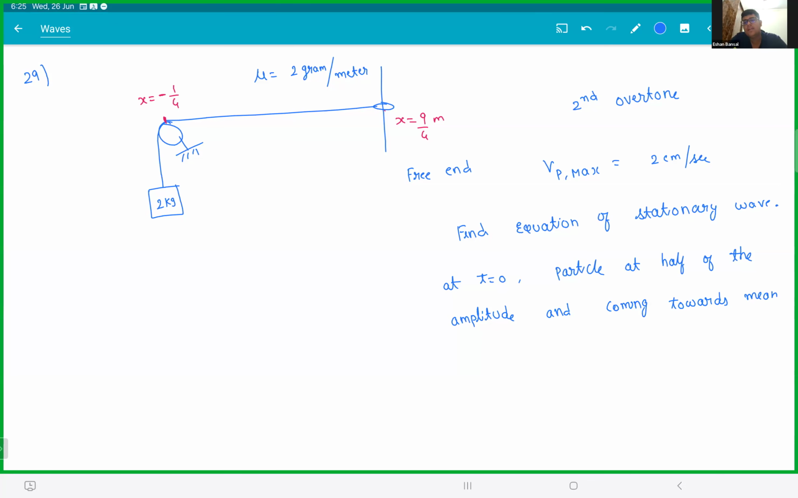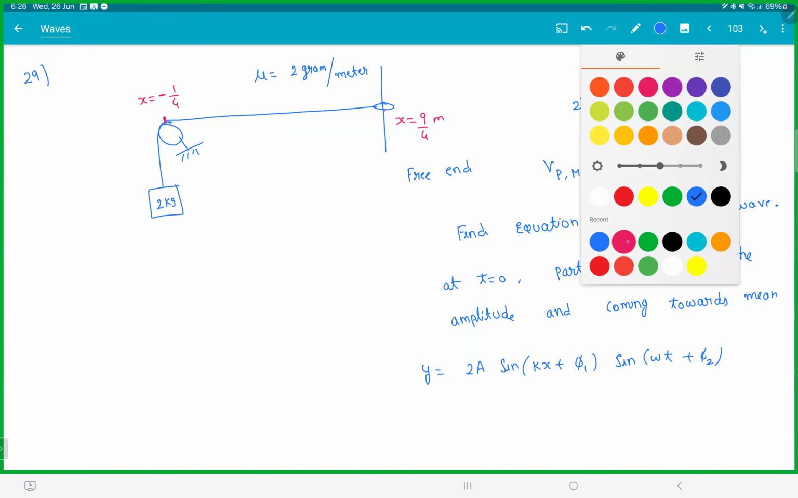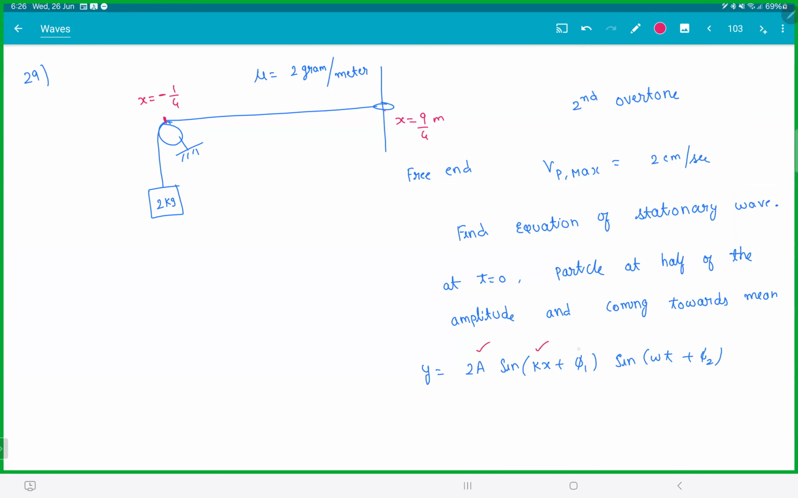So even this can mean two equations now. Just to give you an idea, what I want you to find: 2A sin(kx + phi 1) sin(omega t + phi 2). So I am asking you to find the amplitude, k, phi 1, omega, phi 2. If you can find these 5 things, my job's done. Remember, your amplitude is 2A in total.